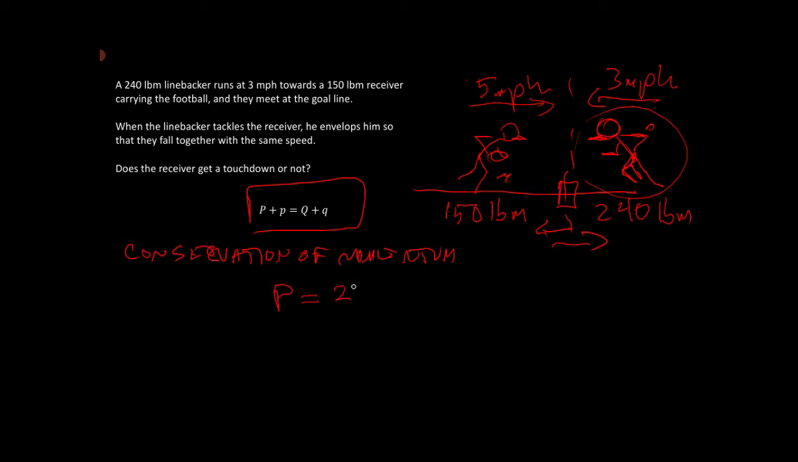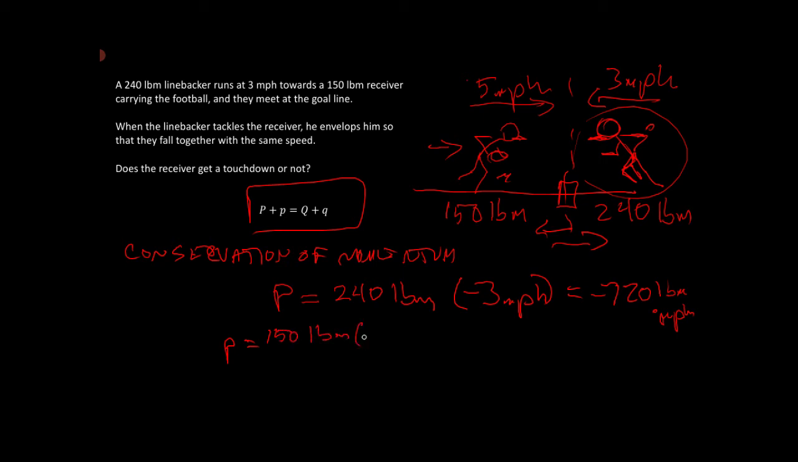Let's make him capital because he's big. He's got a momentum of 240 pounds times minus 3 miles per hour, minus because he's going backwards. So that's minus 720 pounds times miles per hour. So the receiver, that's 150 pounds times 5 miles per hour, and so that's 750 pounds times miles per hour.